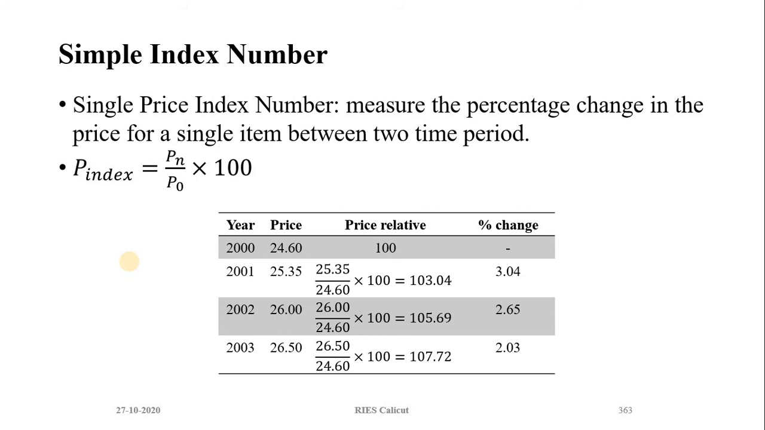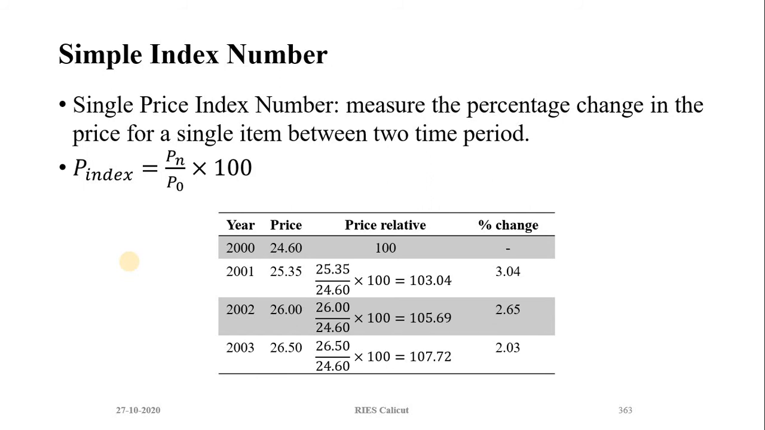Okay, so as per this method, the price index number is equal to Pn divided by P0 into 100. What is this Pn and what is this P0? I will tell you. Okay, so you look at an example.